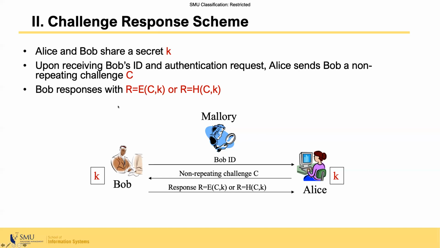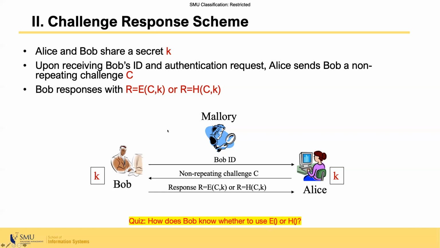How does he do so? He will either encrypt this challenge C using the key K or compute the hash of the C using the key K. In this case, this hash is also known as keyed hash method, just like message authentication code, MAC. The question is, how does Bob know whether to use encryption or hash? Bob knows because this is predefined by the server system. So depending on the type of server system you are using, whether to use hash or encryption, it is already predefined.